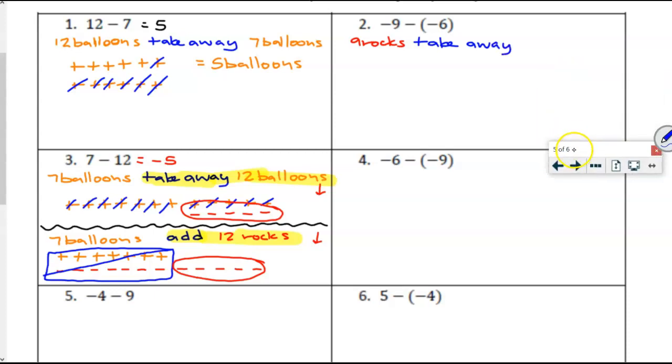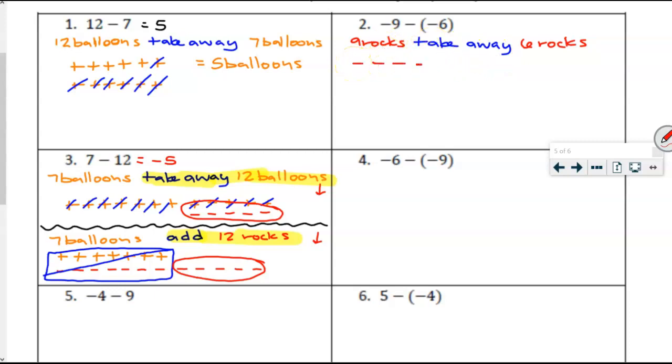What is it exactly that I'm taking away? Sweet. 6 rocks. 9 rocks. Take away 6 rocks. Do I have enough that I can do that? Yeah, that one's easy, right? I can even draw that out.